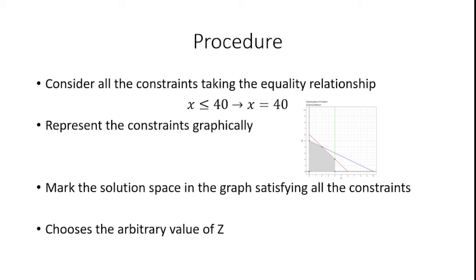For example, if I consider x less than or equal to 40, it means I consider that equation as x is equal to 40. And then the second step is to represent the constraints graphically, like in this diagram. We can represent the constraint equation graphically. After that, mark the solution space in the graph satisfying all the constraints, like this gray region. Likewise, we can mark the solution space. From this solution space, we can identify the arbitrary value of z.